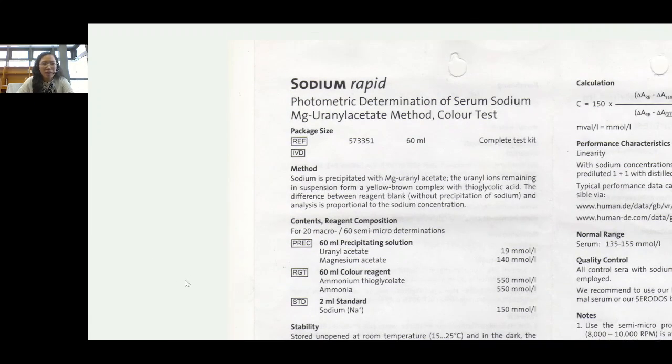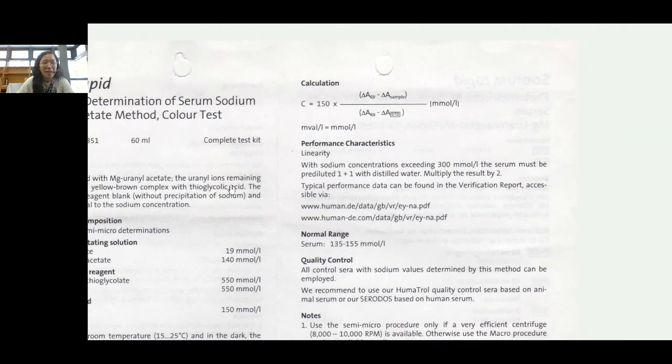So, here we go to your calculation. In order to get the result of your sodium, it is very important that we have the absorbance of the reagent blank, because the absorbance of the reagent blank is subtracted from the sample and from the standard. So, it is important to get all the values of the three for us to be able to compute and get the concentration of your sodium.